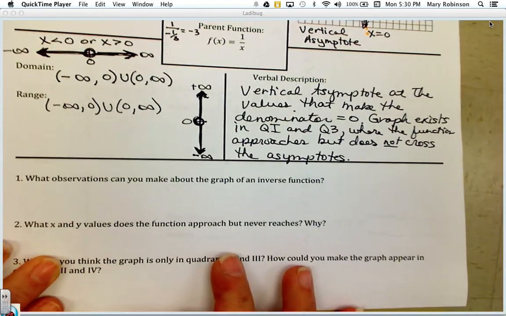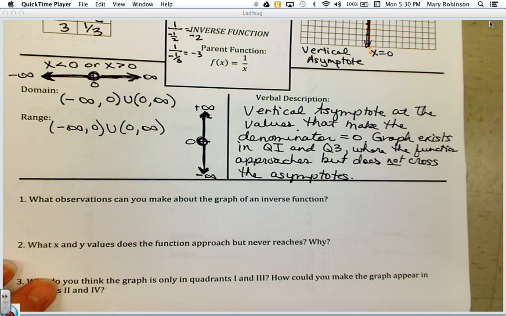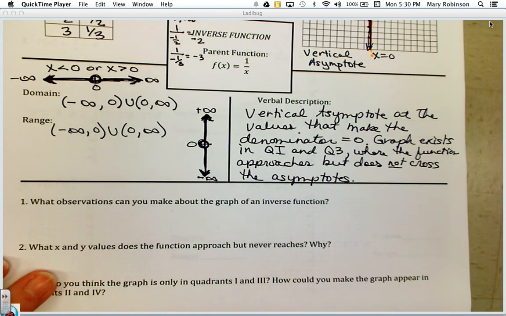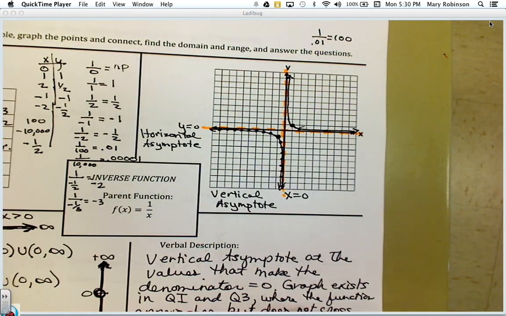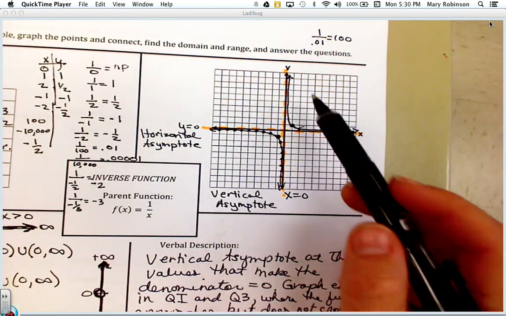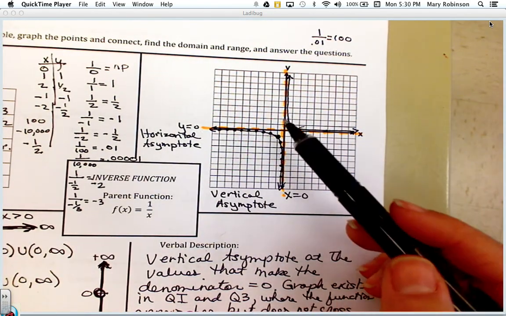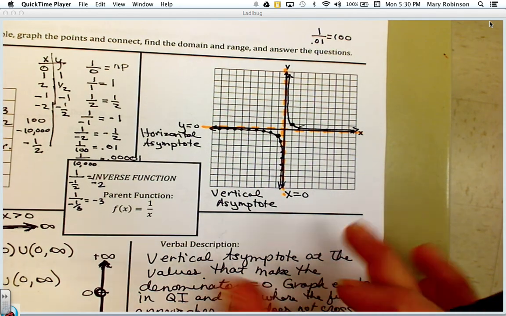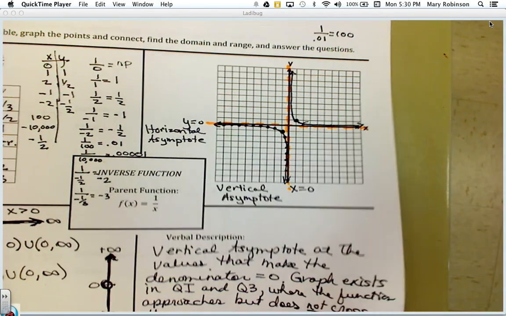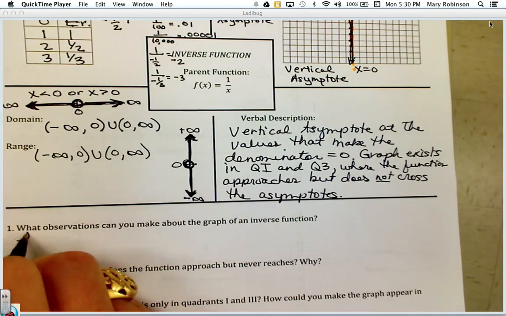So we're going to move on to 1, and I ask what observations can you make about the graph of an inverse function? You can basically, in addition to this verbal description, state that, yeah, we know it exists in quadrants 1 and 2, but that the left and the right side approach but never cross the x and y axis.